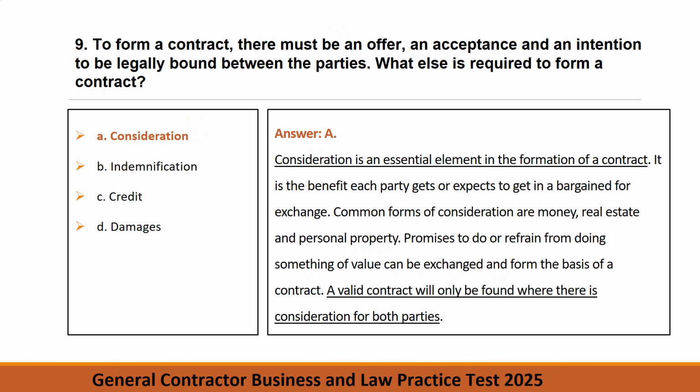Answer A. Consideration is an essential element in the formation of a contract. It is the benefit each party gets or expects to get in a bargain for exchange. Common forms of consideration are money, real estate, and personal property. Promises to do or refrain from doing something of value can be exchanged and form the basis of a contract. A valid contract will only be found where there is consideration for both parties.